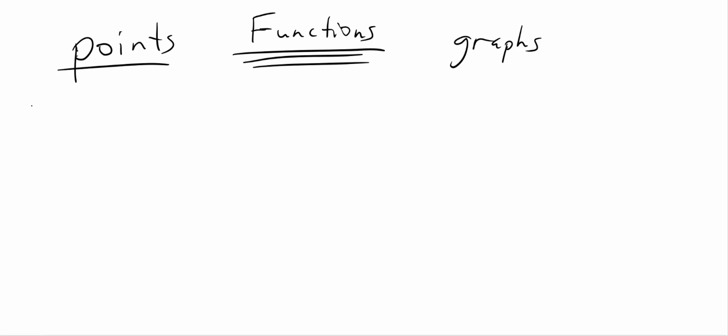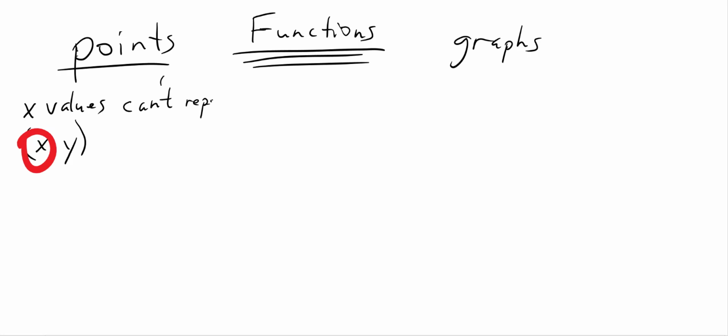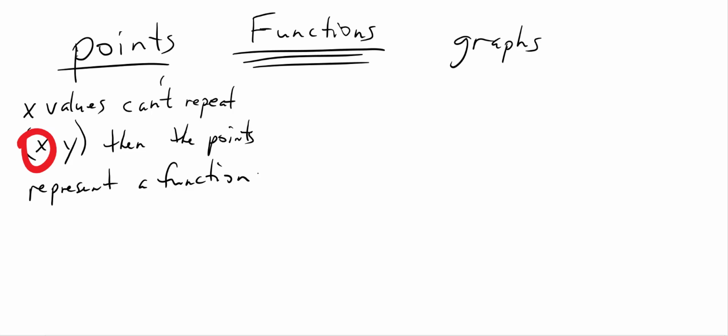Here's the deal. X values, and you guys know when I talk about X values, that's my X comma Y, can't repeat. That's how you determine if something is a function. So if X values can't repeat, then the points represent a function. That's basically what it is. This is actually really simple.